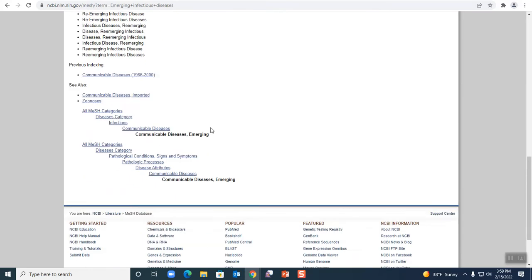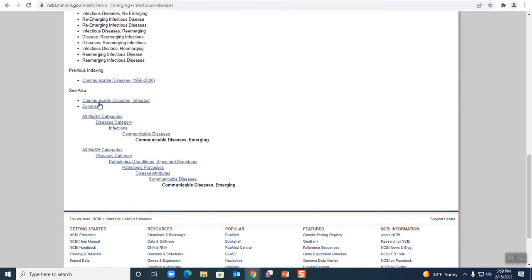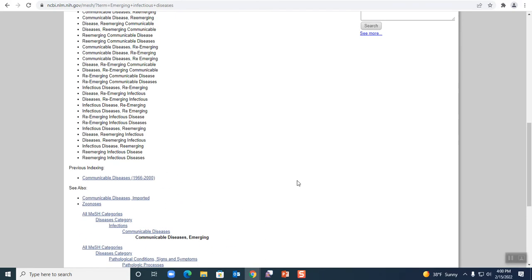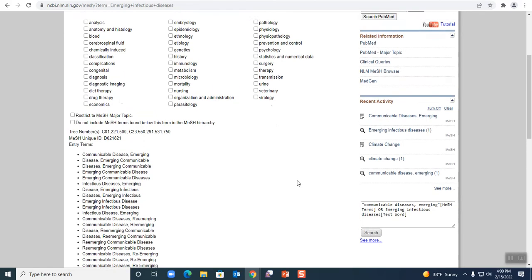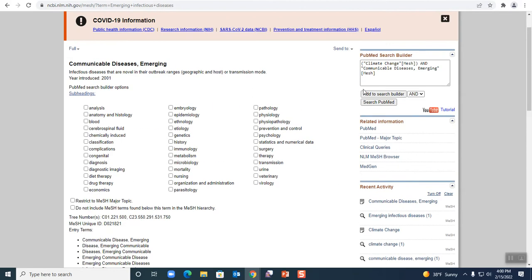And the last section, I told you there was a classification scheme just like in the species. So here we have all MeSH headings, diseases category, and all of that. And then under communicable disease emerging is what it is under. There is nothing below it. So we don't have to do related terms or anything. That's all we need to put in MeSH. And then I'm going to do the search.